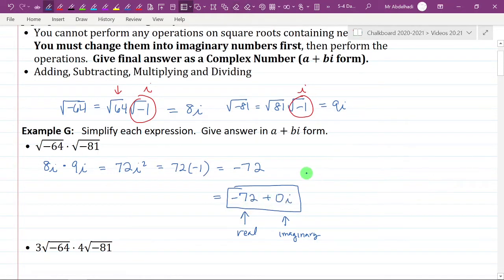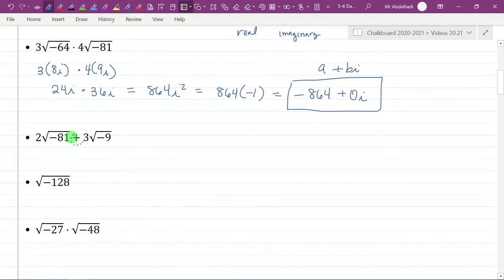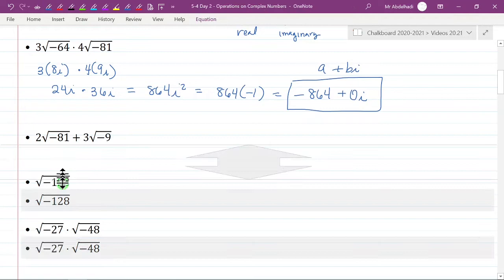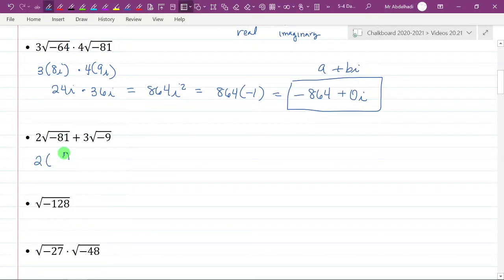Let's try the next example. Now we're adding. There's a plus in between here. We're going to add these two. So we have 2 times, we already know this is 9i from the last couple of problems, and then it's 3 plus times, rather. Well, what's that going to be?